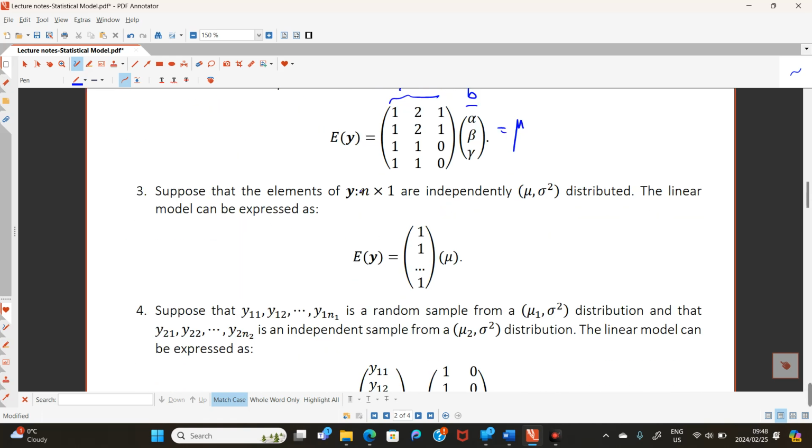Another example: suppose that the elements of Y are independently (mu, sigma squared) distributed. It means that each yi has the mean mu and variance equal to sigma squared, and they are independent, or better say, uncorrelated. In this case, you will have a covariance of y equal to sigma squared times I. The linear model can then be expressed in this way, and you can then easily find the expected value.